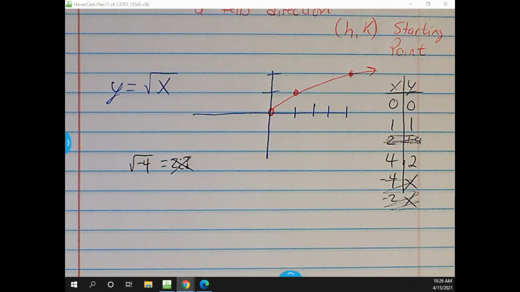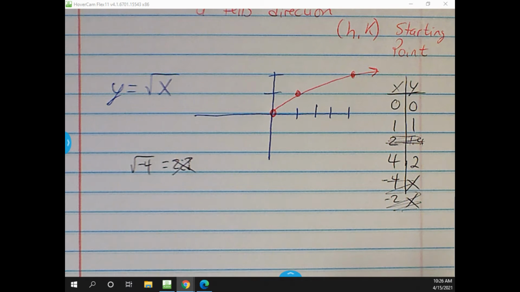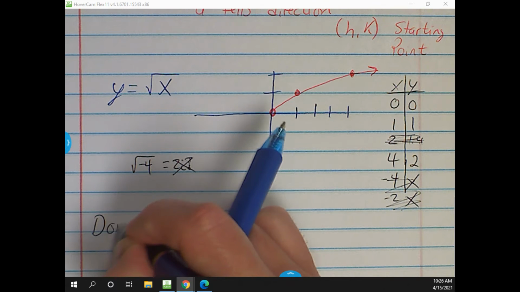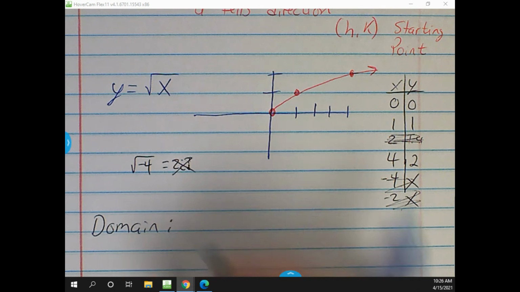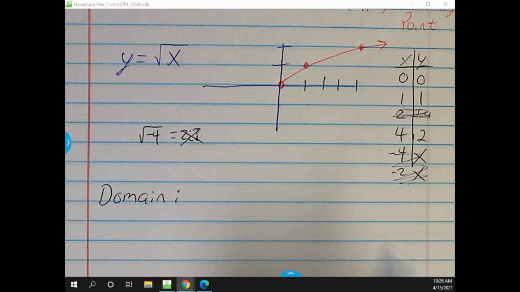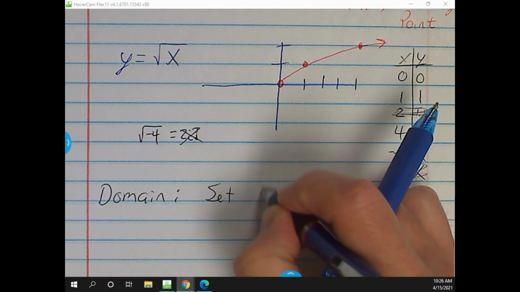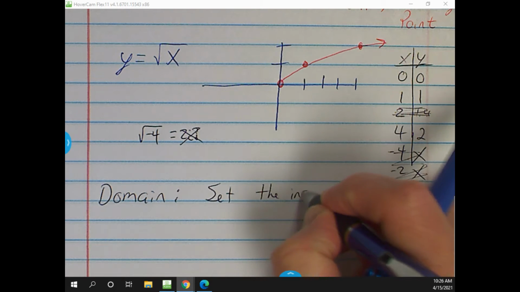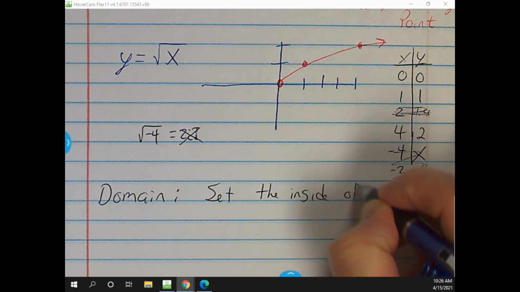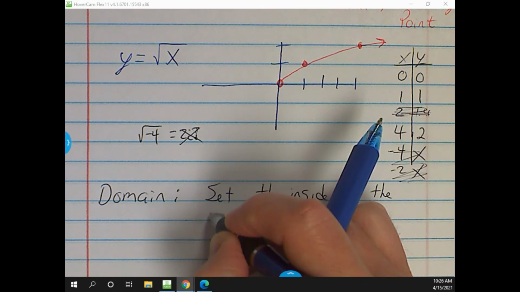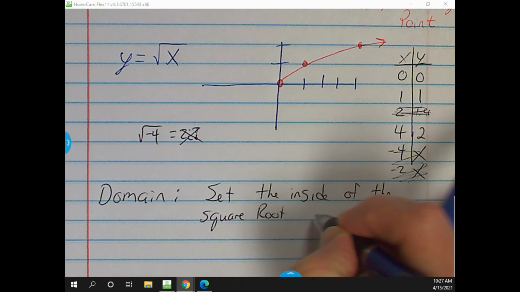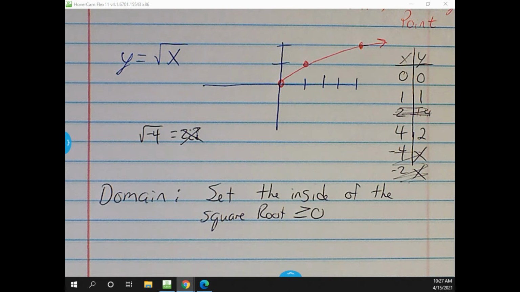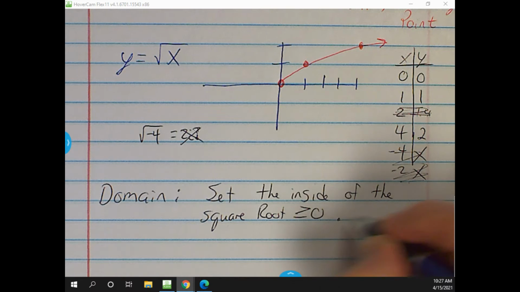The one thing that we will add with this one when we're talking about square roots is domain. And when we talk about domain, you're basically going to do one thing for this one. You're going to set the inside of the square root greater than or equal to 0, and then you just solve.